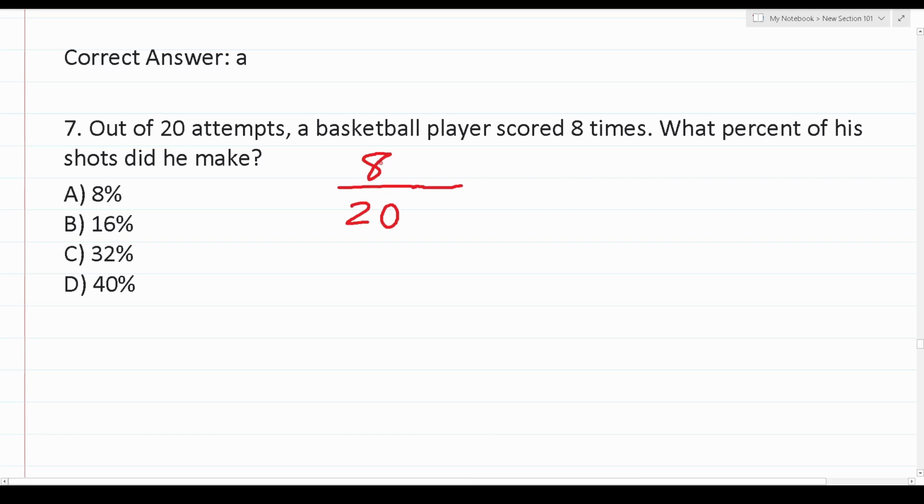Again, you should recognize that both 8 and 20 have a common factor of 4, which means we can divide both of them by 4. 8 divided by 4 is 2. 20 divided by 4 is 5. All right. Now, to convert this fraction into a decimal, we're actually going to read this as 2 divided by 5. All right. And we start by asking ourselves this: how many times does 5 go into 2?